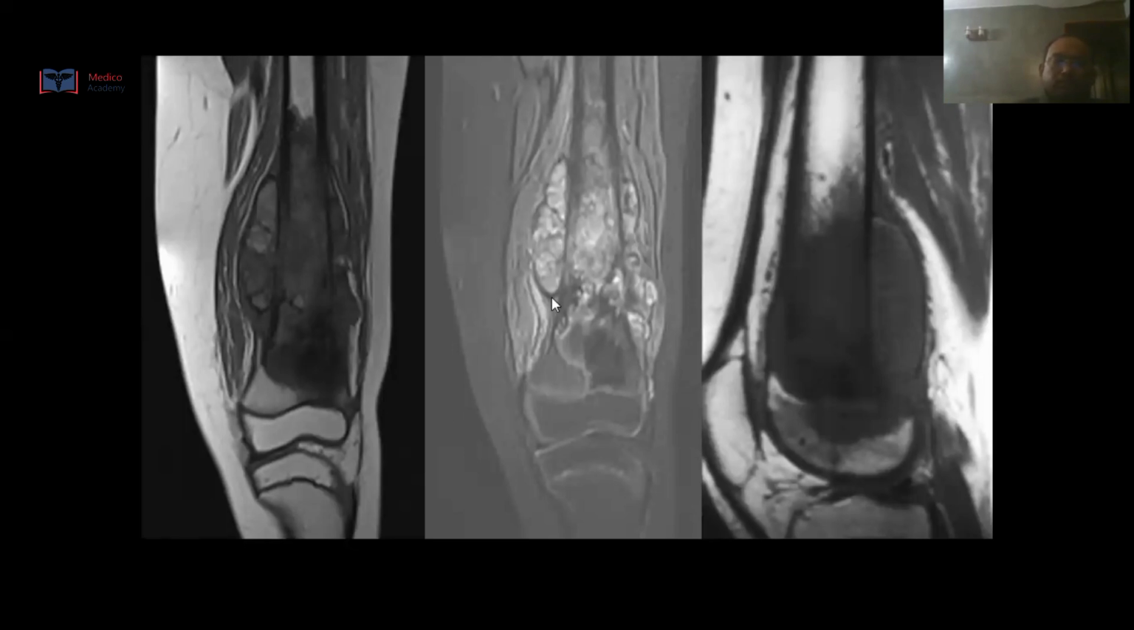This is a T1 weighted image, this is a T2 weighted image, this is a STIR image, where you are able to see the extent of the marrow infiltration. It is also involving the physis. There is some soft tissue component associated with it, which is nicely seen in the STIR images as well. And then on the T2, we are able to see there is periosteal reaction, which is seen in the posterior aspect. And also in the sagittal image, we are able to see the involvement of the epiphysis.